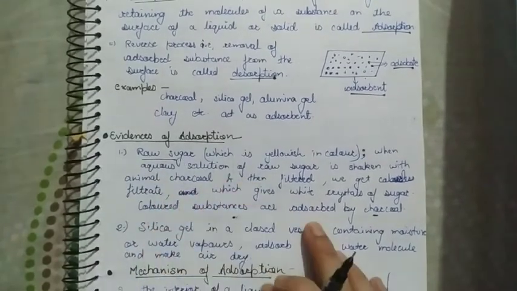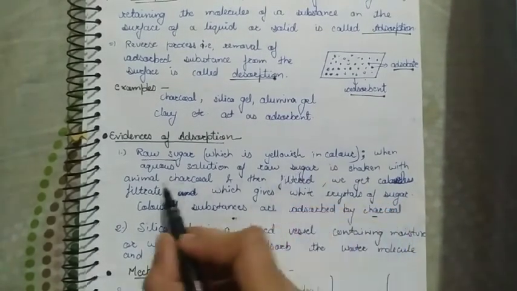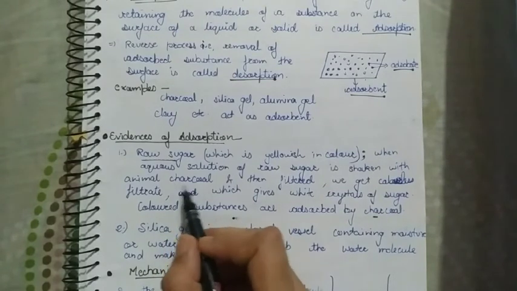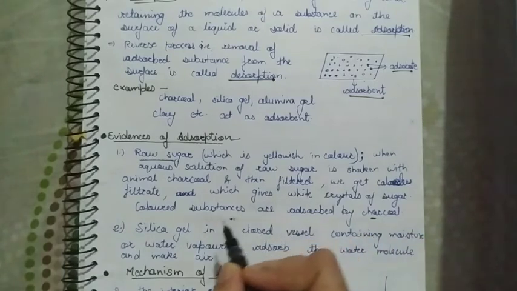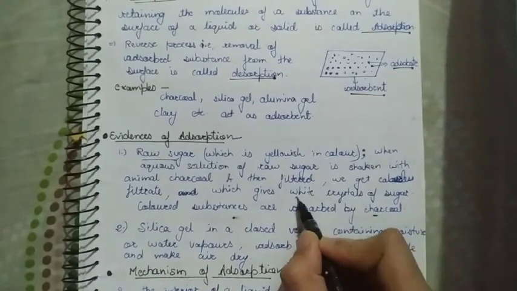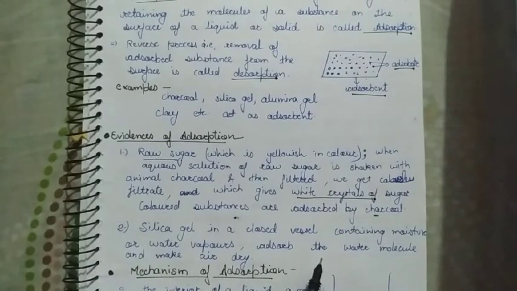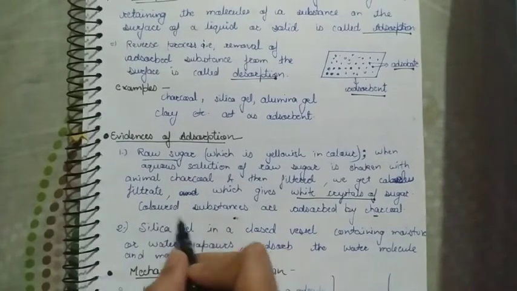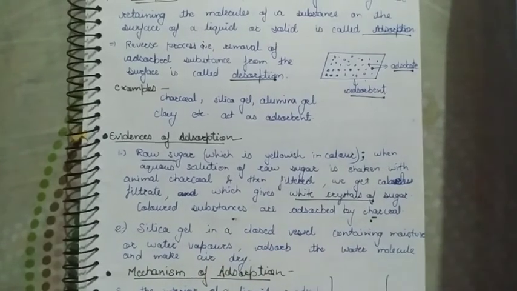Raw sugar is not purely white. It is yellowish in color, but when its solution is passed through animal charcoal, the filtrate we get is clear, and the crystals thus formed are white in color, which we use in our day-to-day life. So the colored substances or the impurities are adsorbed by the charcoal.